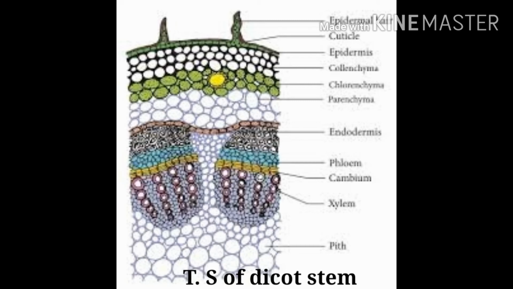Here the type of vascular bundle is conjoined, collateral, open-ended vascular bundle. You know what is meant by conjoined, collateral. Open means presence of cambium, which gives rise to secondary xylem and phloem during secondary growth. And endarch xylem, endarch means protoxylem will be towards the center. So this is the type of vascular bundle which is present in the dicot stem. So these are the characteristics and internal structure of dicot stem.